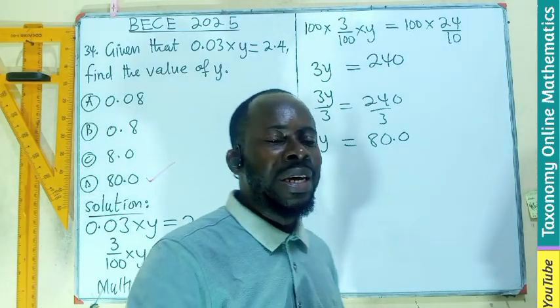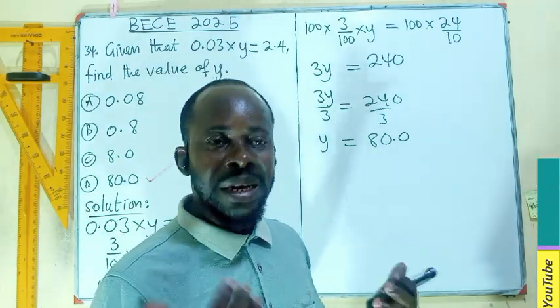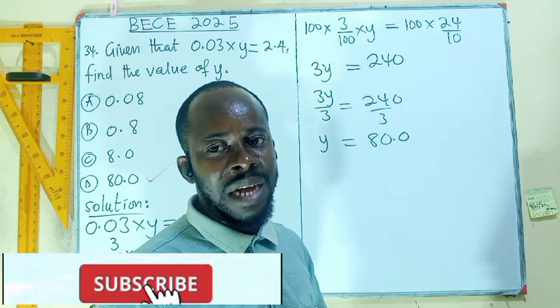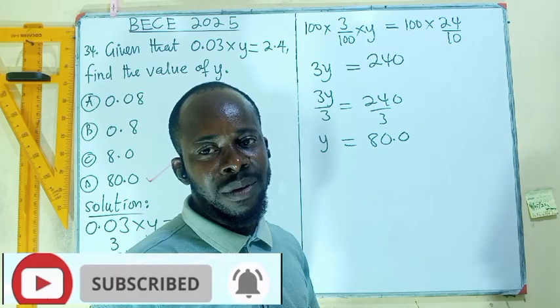You can also use the decimal approach, dividing both sides by 0.03, then you have the effect of that conversion from decimal to fraction. You end up getting the same result.